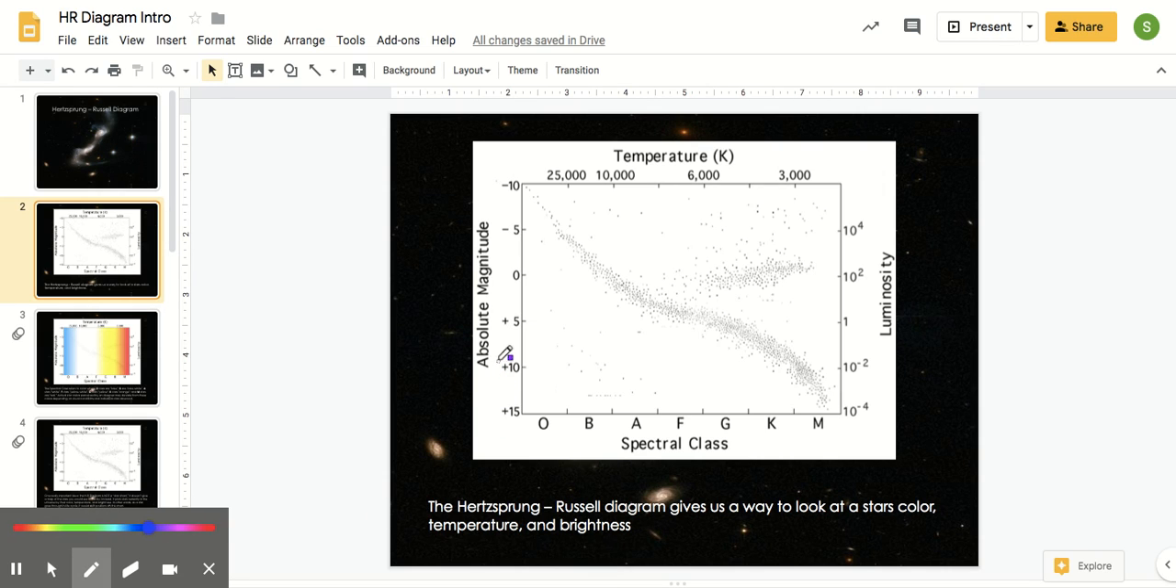As you can see, we have the absolute magnitude on this axis, which is the brightness of that star. We have temperature along the top, which is measured in Kelvin. Temperature also helps correspond to the spectral class, which is on the bottom axis. And then we have luminosity over on the side here, which also coincides with the magnitude of a star.